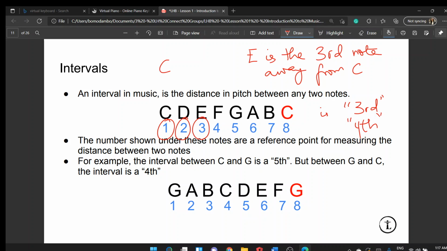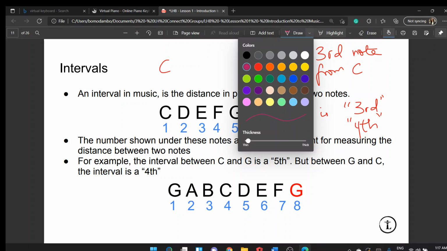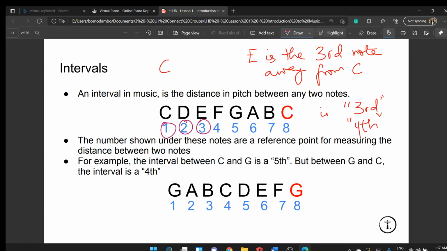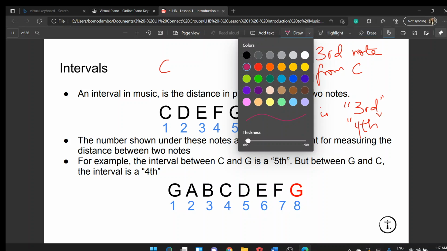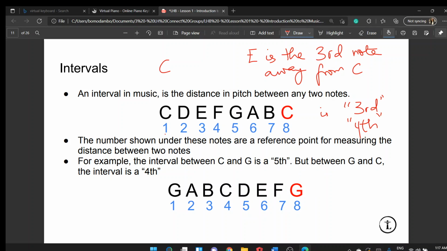If you're counting 1, 2, 3, 4, you see that F is the fourth. Okay, so that's how you count it. What's the interval between C and A? You count it, and A is the sixth, right? And that's just what intervals are like: how far is a note from this particular note? So, for example, if you look at it, the interval between C and G is a fifth.